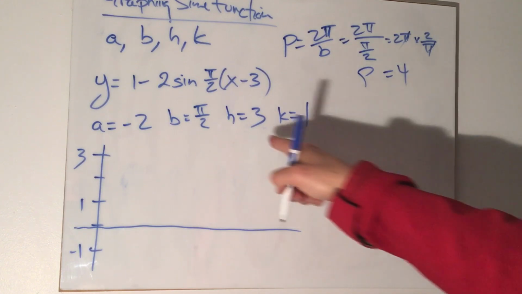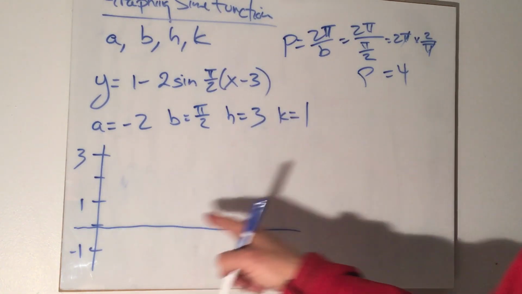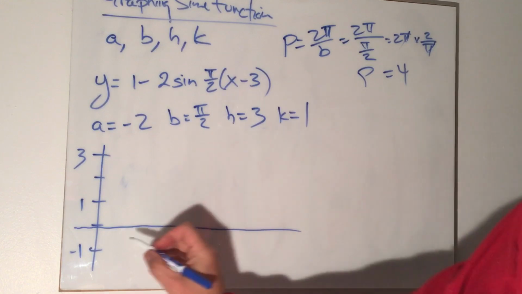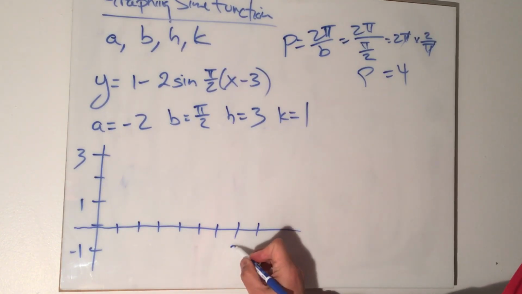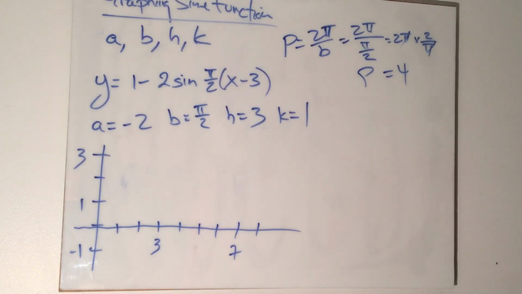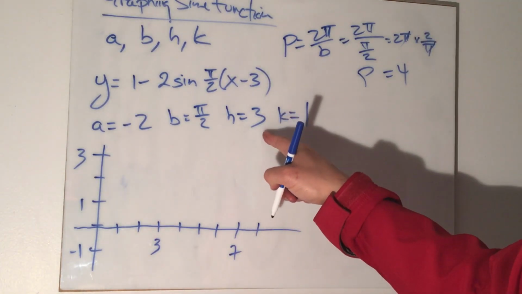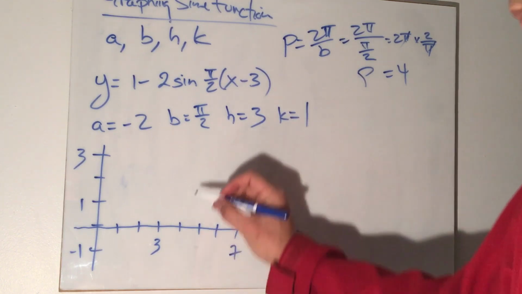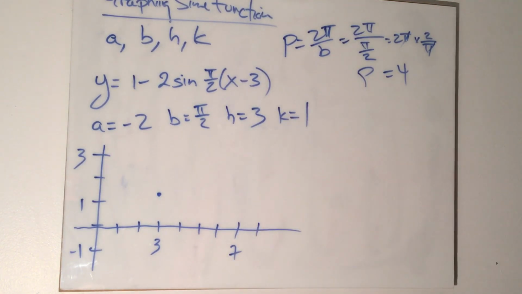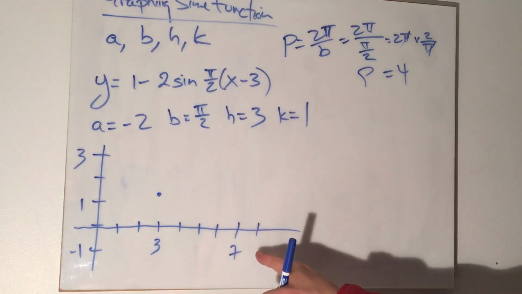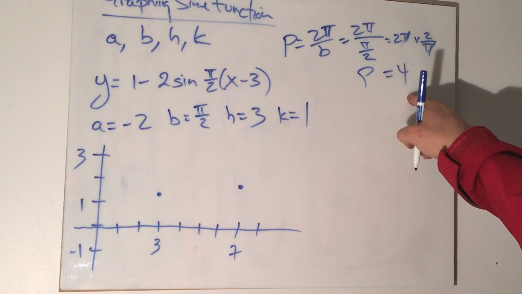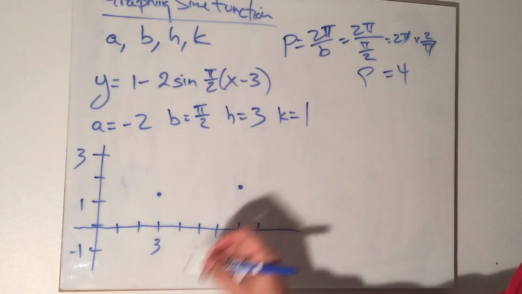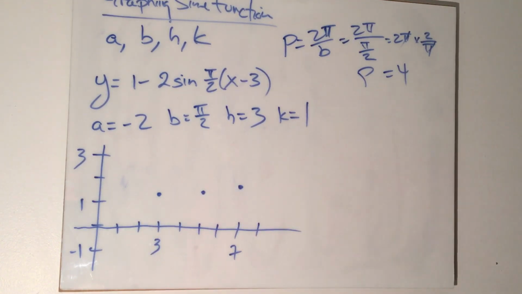If p is equal to 4 and I'm starting at 3, that means I have to go from 3 all the way up to 7 for one complete interval. So 1, 2, 3, 4, 5, 6, 7. Let's go to 8 to make sure. I know I'm starting at (3, 1), so that's one dot. At (7, 1) is my last dot, because the period is 4, so 3 plus 4 is 7. Halfway in between is my other dot. That should be in a straight line, but that's way crooked.